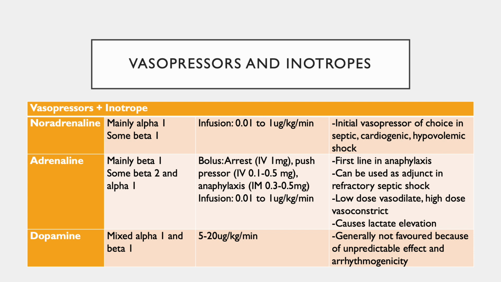From an evidence-based standpoint, however, the SOAP II study actually demonstrated increased risk of arrhythmogenicity and higher mortality rates in cardiogenic shock when compared to noradrenaline. Hence, dopamine should be used with caution.